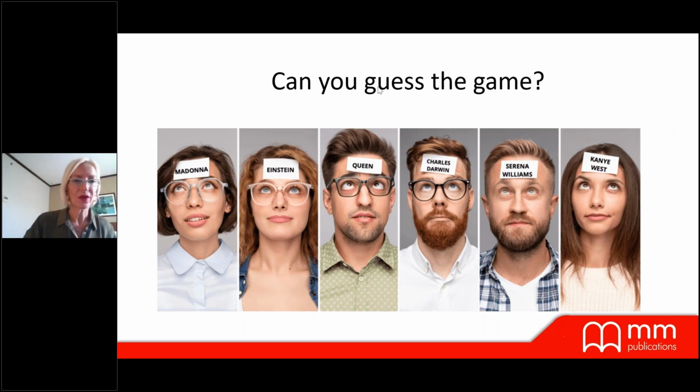So the first girl is Madonna. The second girl is Einstein. The third, the young gentleman, is the queen. The next gentleman is Charles Darwin. Next gentleman is Serena Williams, the tennis player. Yes. So I can use celebrities. Very well. It's a celebrity game. Yes. I can use celebrities. I can use local celebrities from my country. Okay. It doesn't need to be international celebrities.